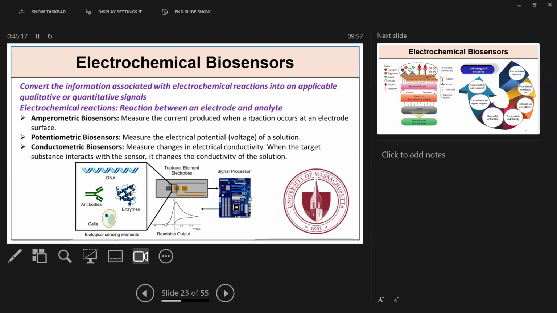And in the lab we did with PBS, or saliva, or urine, all those samples can be used as an analyte, right? And there are different types of electrochemical biosensor. It can be an amperometric biosensor, which measures the current produced when a reaction occurs at an electrode surface. A potentiometric biosensor measures the electric potential or the voltage of a solution. A conductometric biosensor measures changes in electrical conductivity. When the target substance interacts with the sensor, it changes the conductivity of the solution.